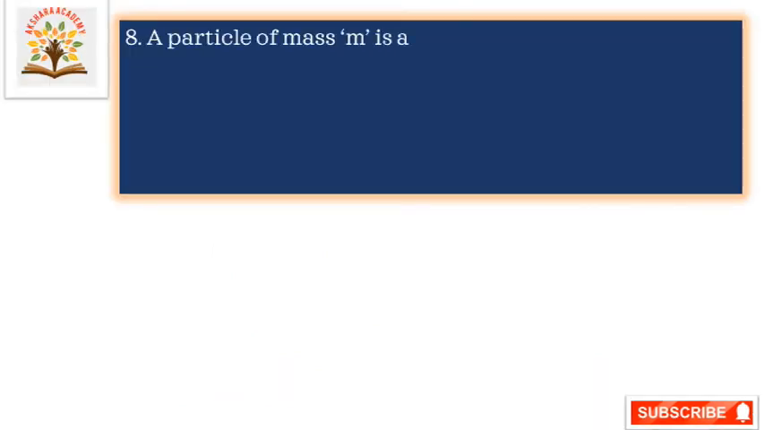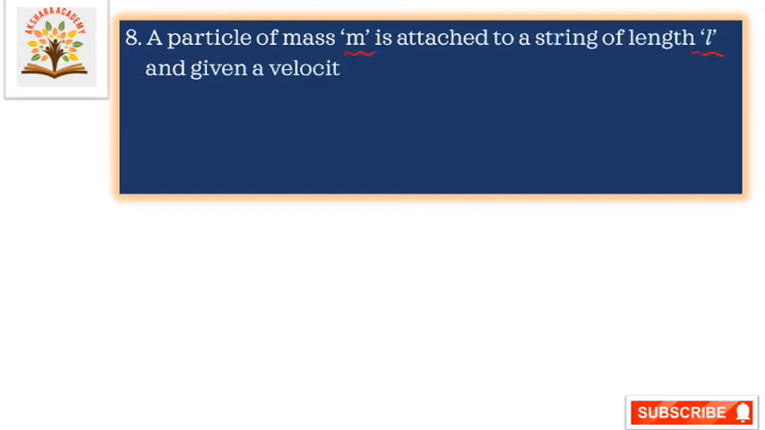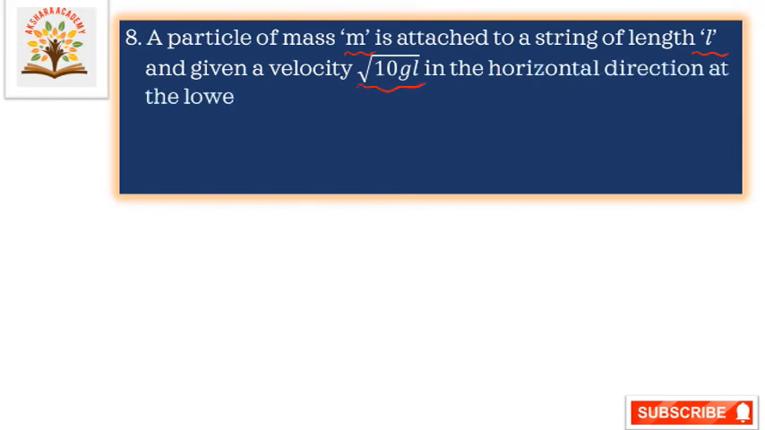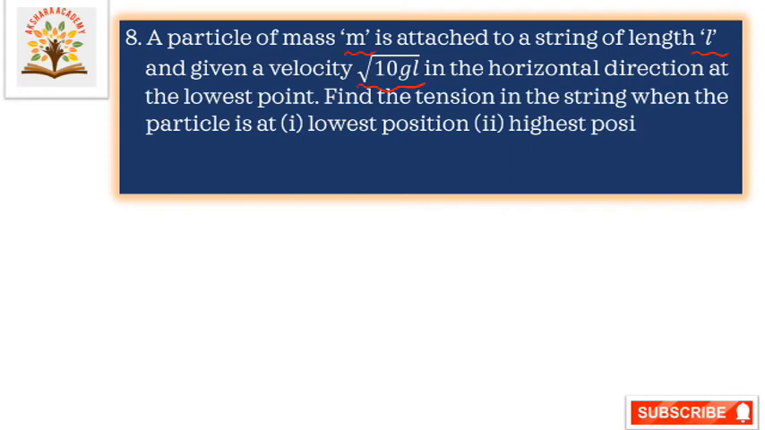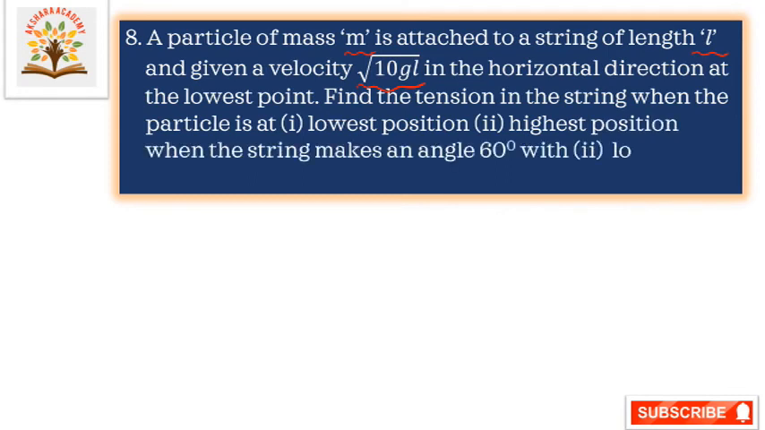A particle of mass m is attached to a string of length L and given a velocity root of 10 gL in the horizontal direction at the lowest point. Find the tension in the string when the particle is at the lowest position, at the highest position, and when the string makes an angle of 60 degrees with the lower vertical and upper vertical. Okay, now let us go to the solution.